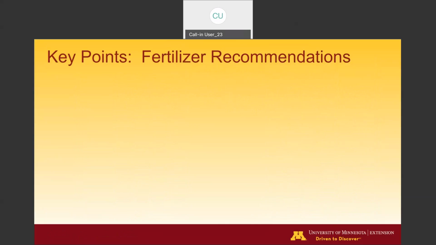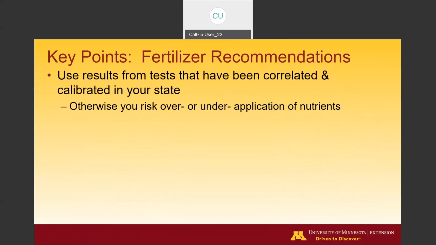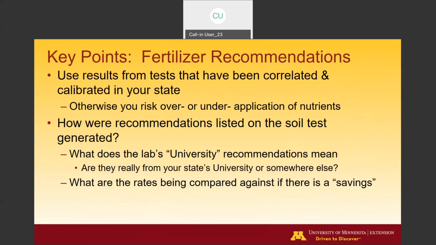So just some key points here. Basically, again, the recommendation would be to use results from tests that have been correlated and calibrated in your own state. Otherwise you could risk having over or under application of nutrients. Also, whenever you get results back, ask yourself, okay, how are these recommendations that are listed on the soil test, how are they generated? Sometimes the lab will say you have university recommendations. Well, are they really from your state's university or somewhere else? Also, what are the rates that are being compared against if there's a quote-unquote savings?